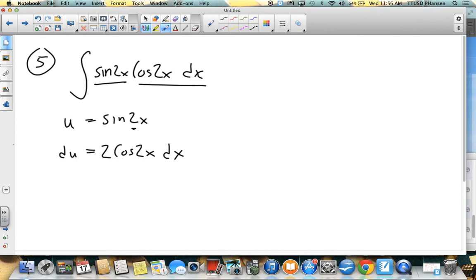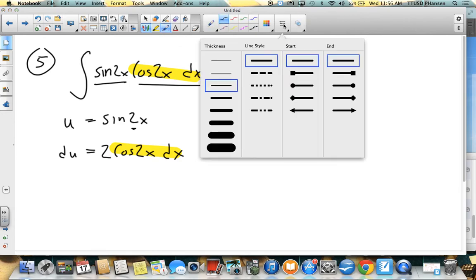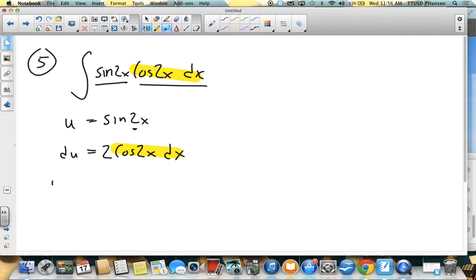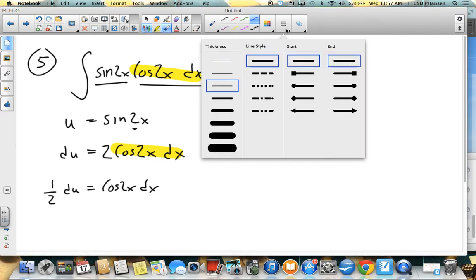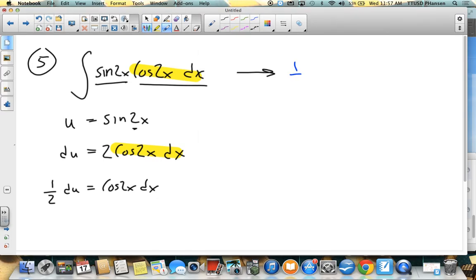So right now I've got very close to the cosine 2x dx, right? Cosine 2x dx, but I've got an extra 2. So that's another scenario where I divide or move it to the other side. So 1/2 du equals cosine 2x dx. Now I can rewrite this thing only in terms of u. I've got 1/2. Remember, you should be pausing this sometimes if you're following along and just trying to do the next step. So 1/2 u, right, du.